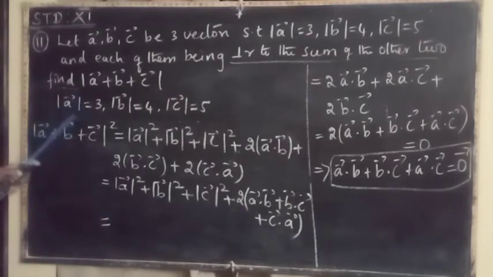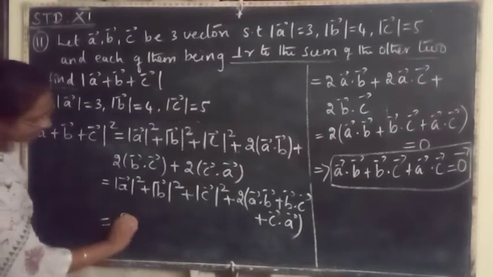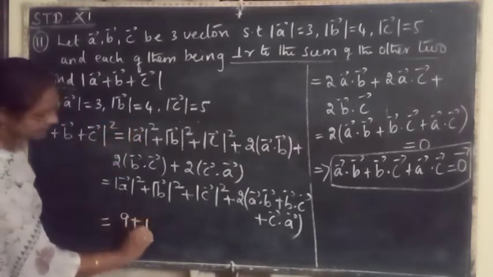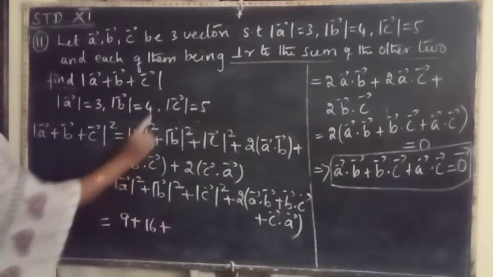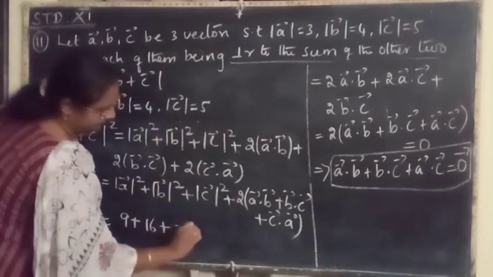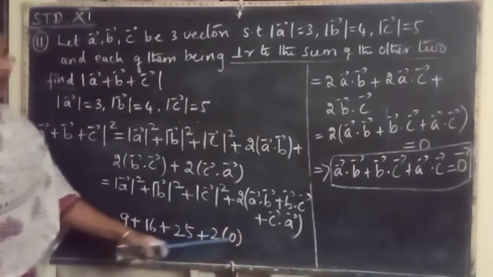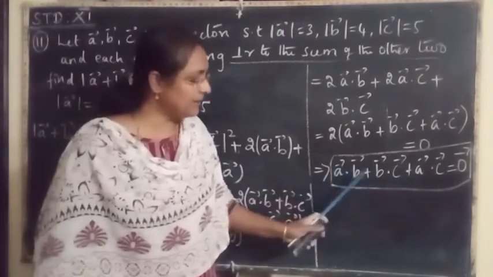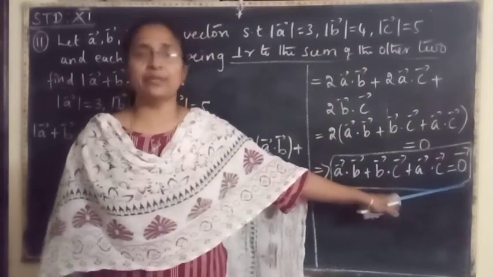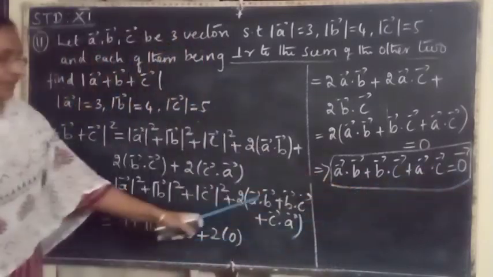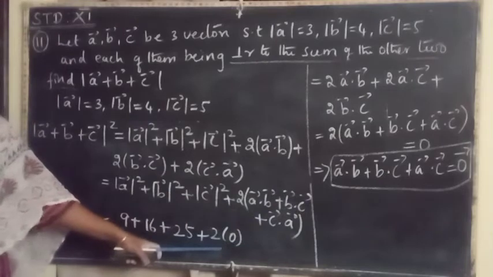Now look into this. Modulus of A is 3, so 3 squared is 9, plus 16, plus modulus of C squared, 25, plus 2 into 0. Why 0? Now look into this result: A dot B plus B dot C plus A dot C is equal to 0, isn't it? So instead of this value, what have I substituted?